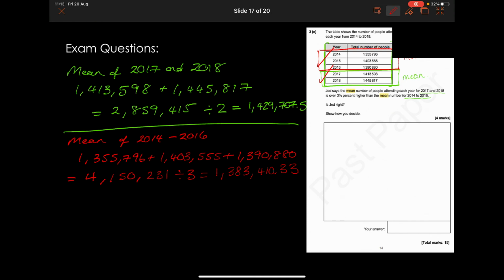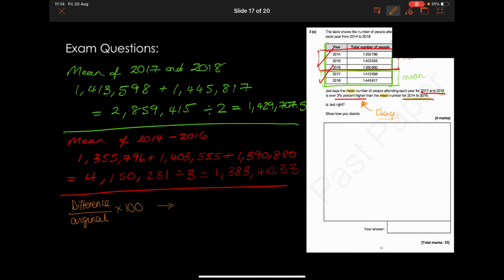It now says that the 2017-18 year was 3% higher than the years 14 to 16 in total. Is he right? To do this bit, we need to find the difference as a percentage. So remember, we do the difference over the original, times 100, to find a percentage change. He's saying it's 3% higher, that's a change as a percentage. So we need the difference as a percentage, and that's how we find it out.